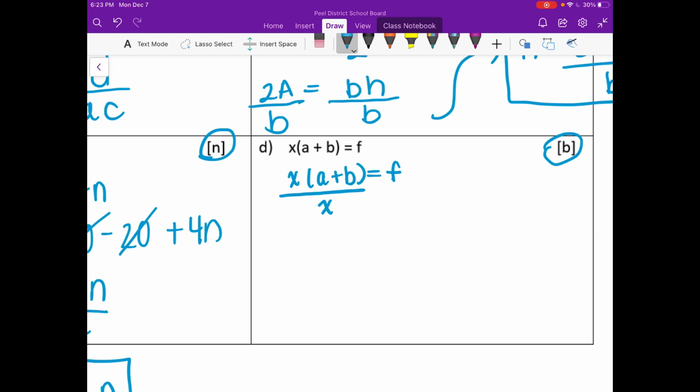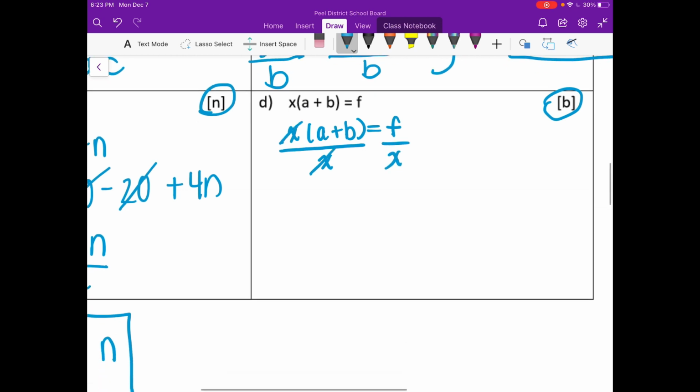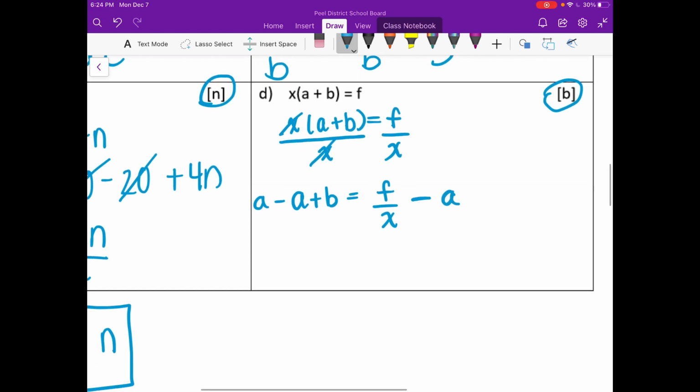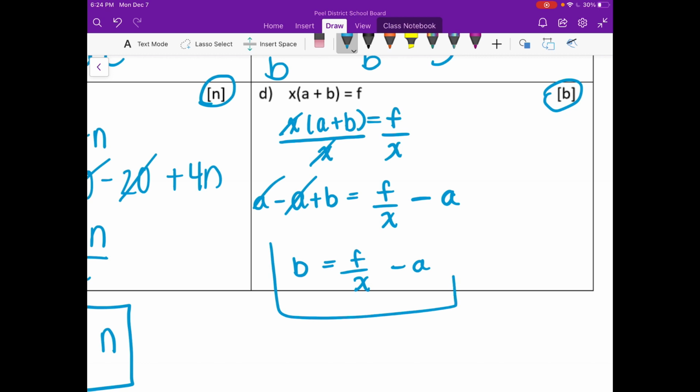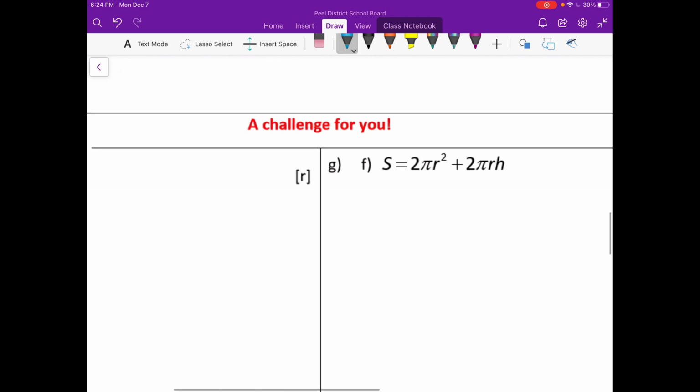In this situation, you actually don't need to do distributive property because you're just multiplying by x. So you can just divide both sides by x. So this will cancel each other out. So you'll be left with a plus b equals f over x, right? And since you want to get b, you're going to do minus a over here, right? So a minus a, so it's going to be b equals f over x minus a. And again, that's as much as you can simplify it by. You can't really do anything else, so we'll leave that as is.